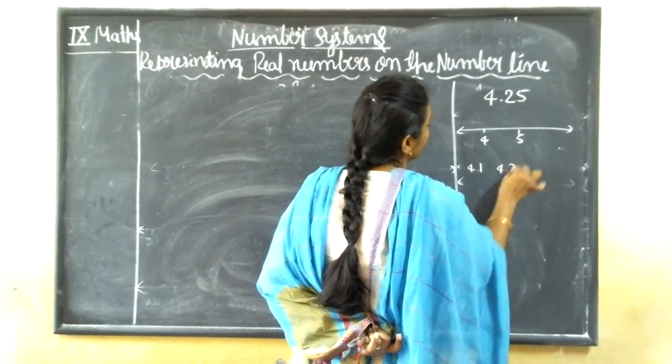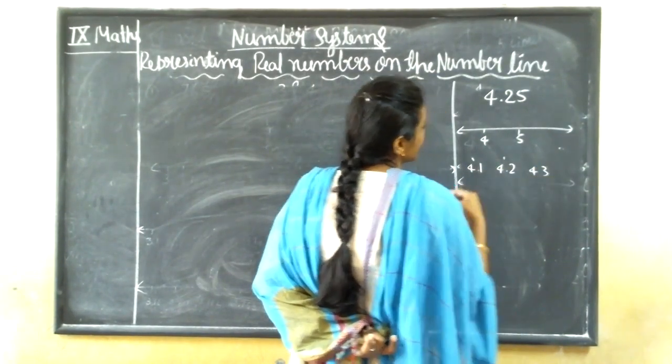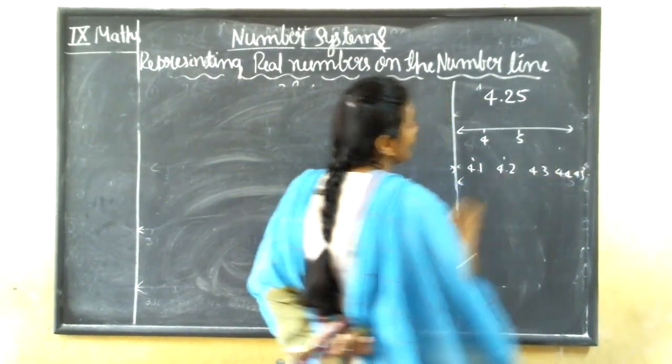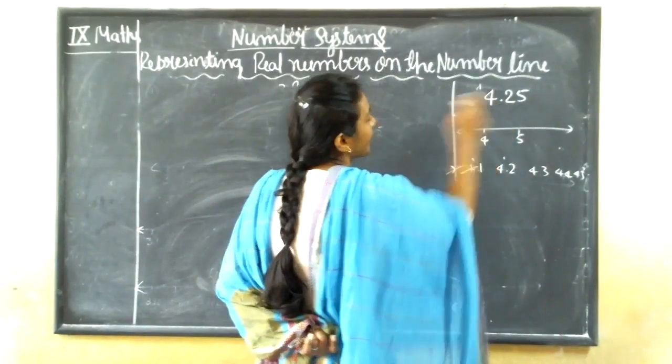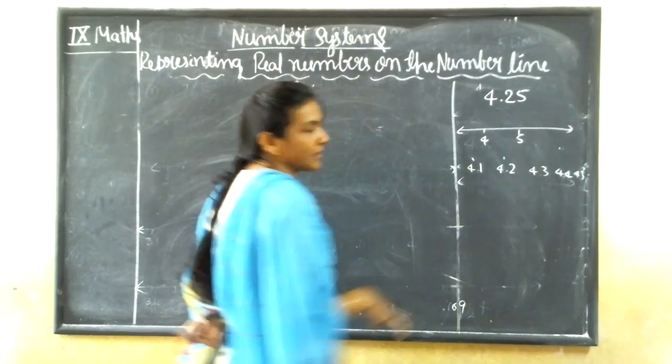4.1, 4.2, 4.3, 4.4 and 4.5. You have to write like this in between the values. So the second one is 4.2. Where will you get it here? It is greater than 4.2 and less than 4.3.